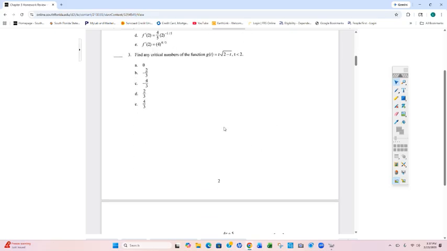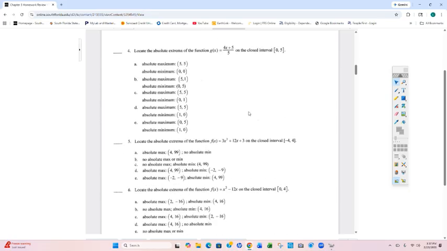Question number 3, find any critical values of the function g of t equals t times the square root of 2 minus t, with 2 minus t under the radical. It also gives you a condition that t is less than 2. Answer A, 0. Answer B, -2/3. Answer C, -4/3. Answer D, 2/3. Answer E, 4/3. The correct answer is E, and that is from section 3.1.